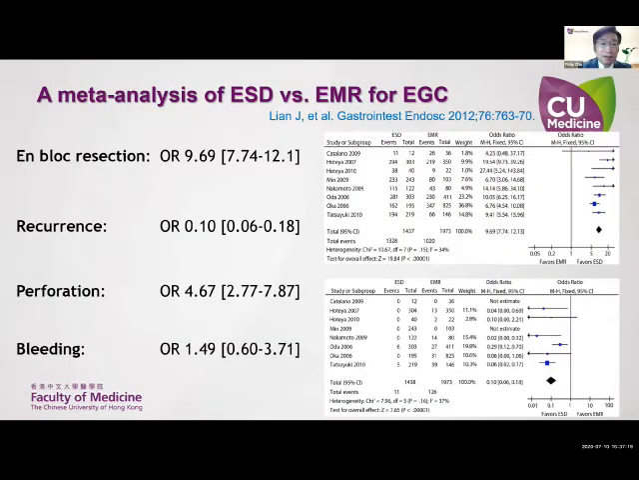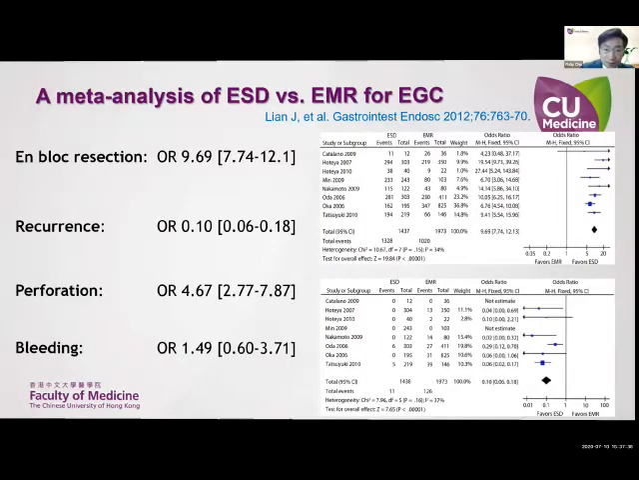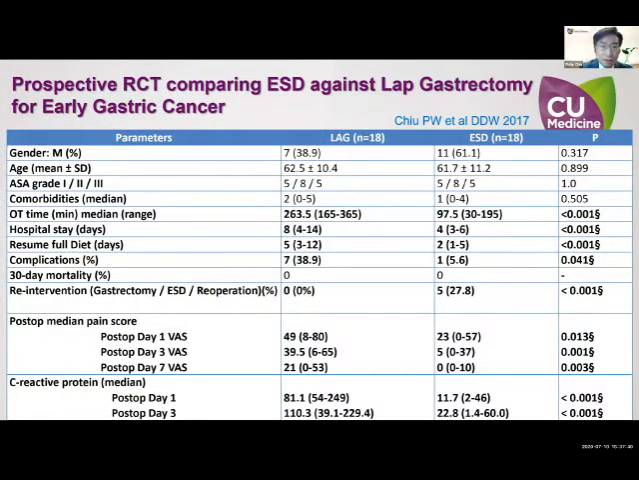So there has been a meta-analysis comparing ESD versus EMR for treatment of early gastric cancer, showing a significantly better en bloc resection rate and lower recurrence rate. However, ESD ended up with a higher perforation and also bleeding rate. So how about a comparison between ESD against laparoscopic gastrectomy?